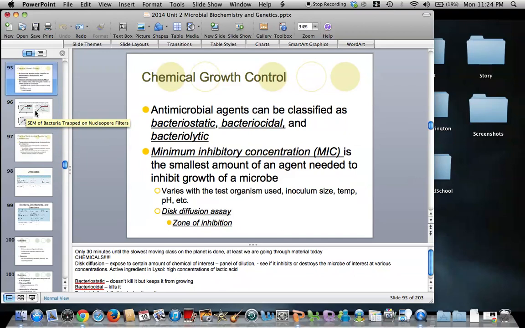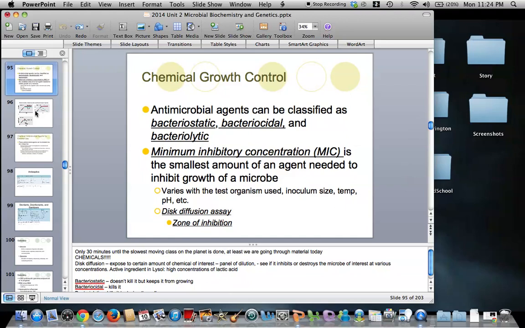Chemical growth control. There are three kinds: bacteriostatic, which just keeps them from growing more, sort of like trapping them in a stationary phase. Then you have bactericidal, which just kills them, and then bacteriolytic, which kills them specifically by lysing them. So you would not expect to see any cells after that, whereas with bactericidal you would expect to see cells, and it would be hard to distinguish living from dead. And with bacteriostatic, you would definitely still see cells.